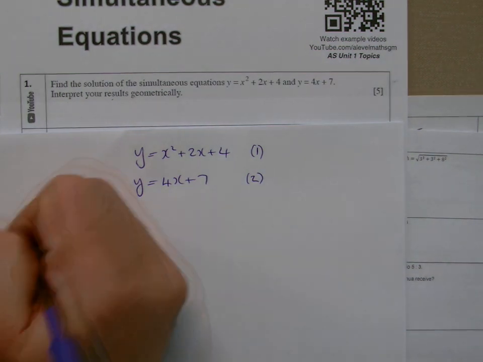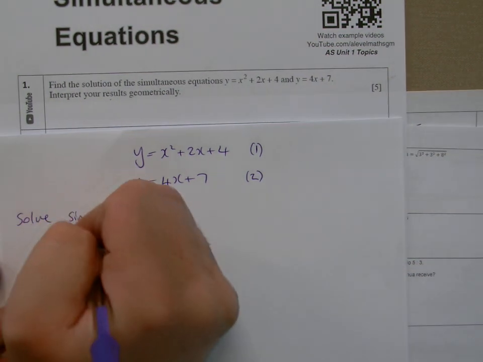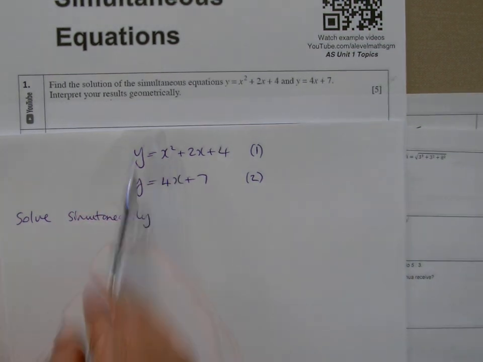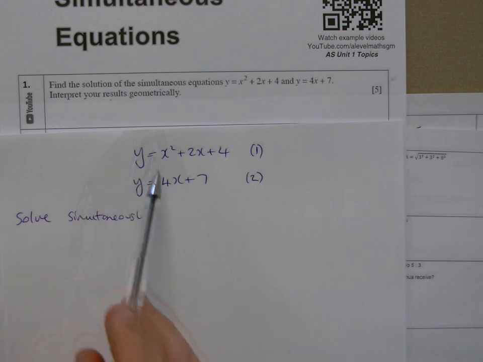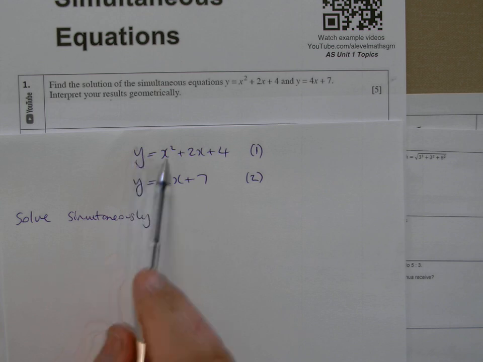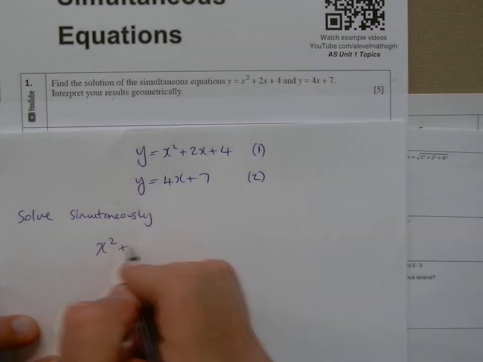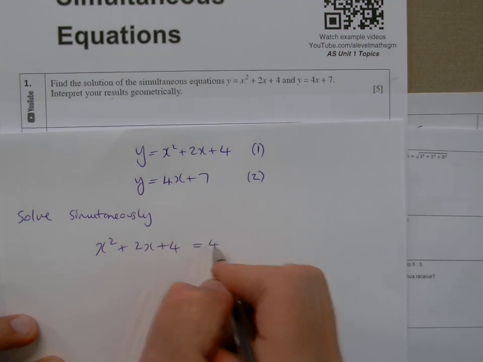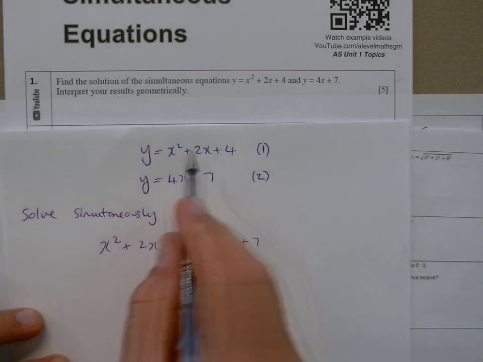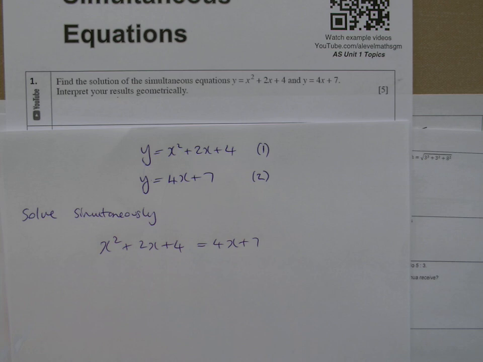And to solve them simultaneously, quite simply, going back to what I said a moment ago, if the x and y values work for both equations, then the x and y values will be the same, won't they? For both equations, and more importantly in this case, the y's will be the same, won't they? So if the y's are the same, then I can essentially say that x squared plus 2x plus 4 is equal to 4x plus 7, because the y's will have the same value. So in other words, this here will equal the same value as 4x plus 7. So I can say they're equal.